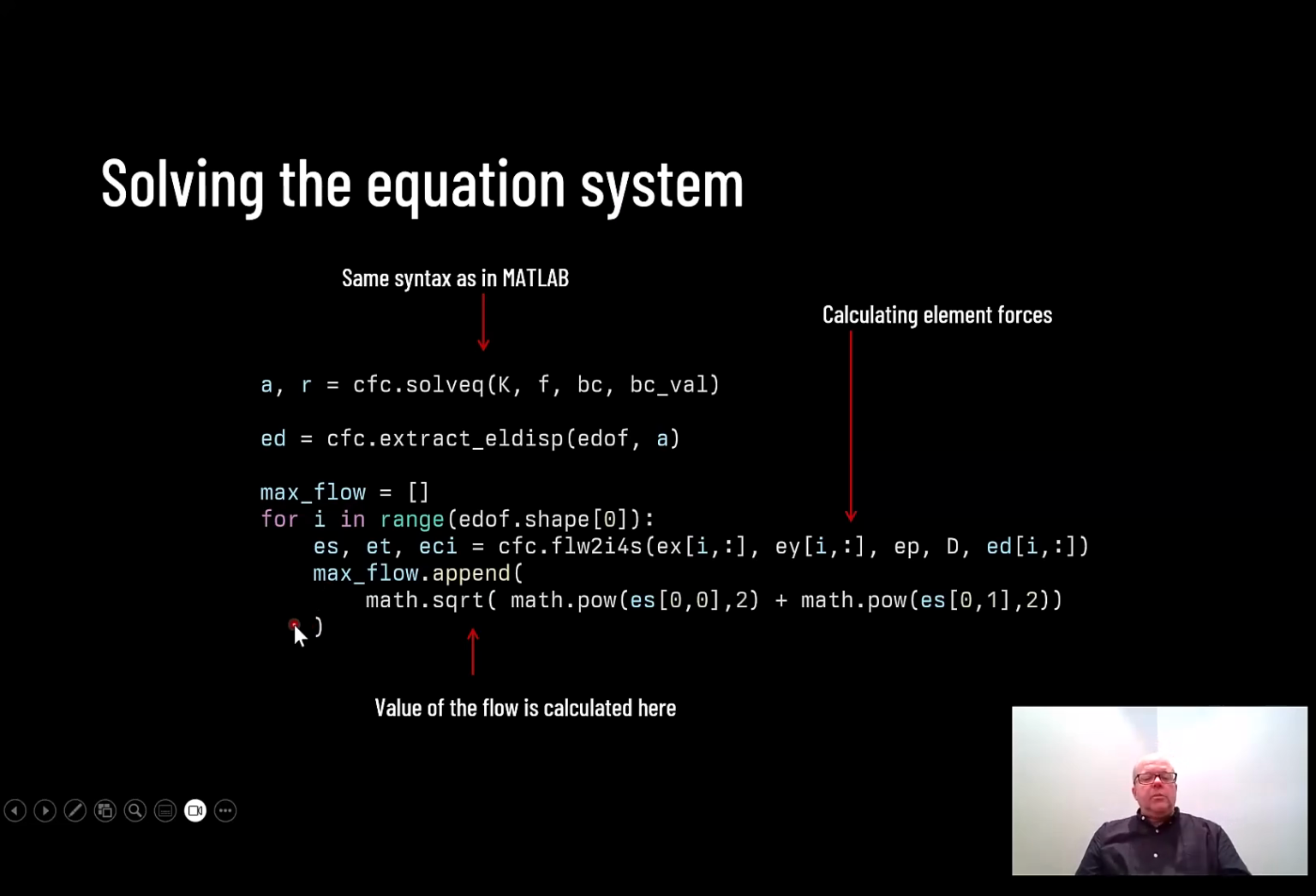And then we are going to calculate the max flow of every element. So we create an empty list here, and then we loop over the range of elements. We call the flow2i4s function with our element coordinates, ep and D, and ed[i, :]. We could have done that using zip as well, but in this case, we need to append. So we append the max flow: we calculate the max square root, and then we add that to this max flow array.